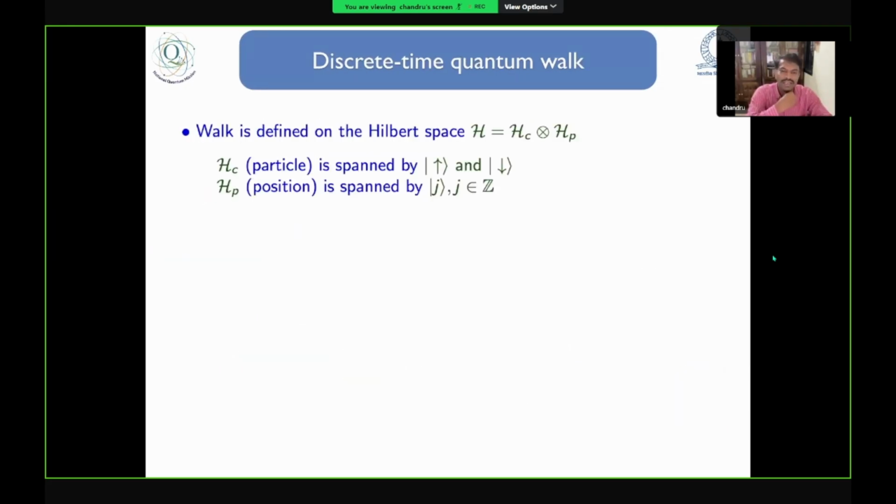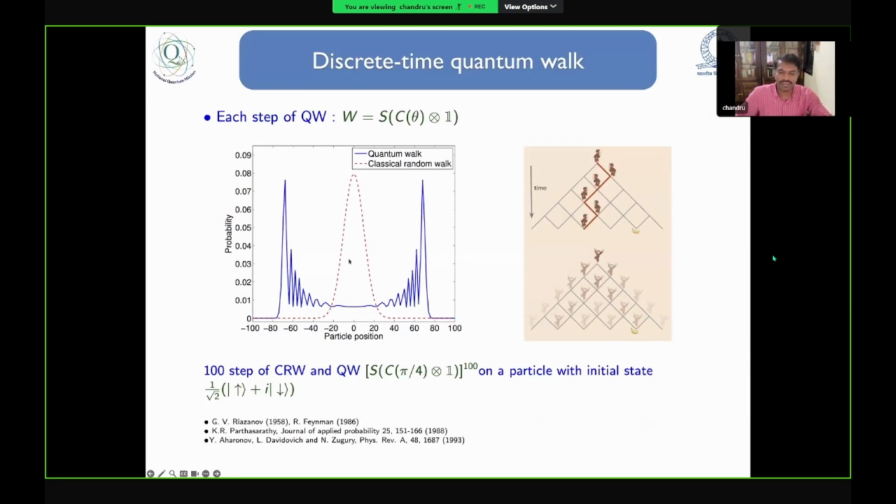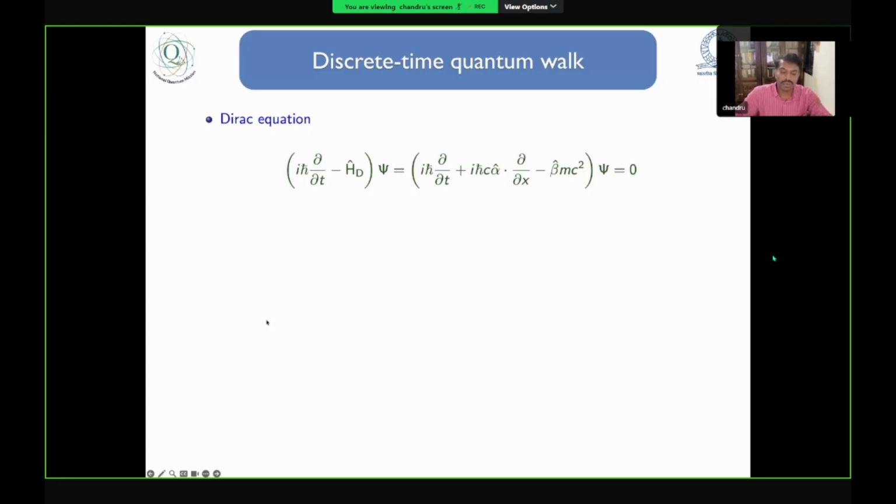In a similar way, I toss a coin, and if I get head or tail, I can move to the left or right. Just like that here, if it's spin up, you move to the left; if it's spin down, you move to the right. I can define a dynamics and give some probability output here. These are efficient quantum algorithms which have been developed. So what this helps is not just to look at search or anything.